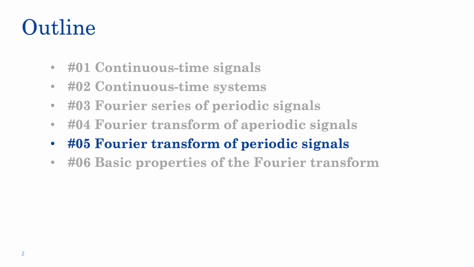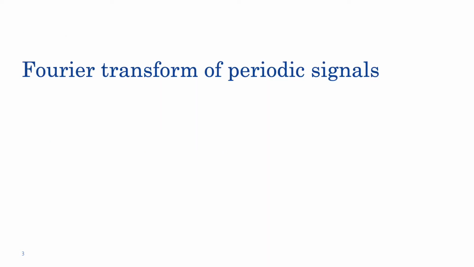So let's get started. In the case of periodic signals, we won't be able to use the Fourier transform formulas we derived in the last class. That's because the Fourier transform integral only converges for finite energy signals, and periodic signals have infinite energy. So we will have to find another way.